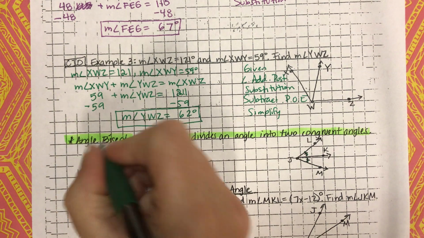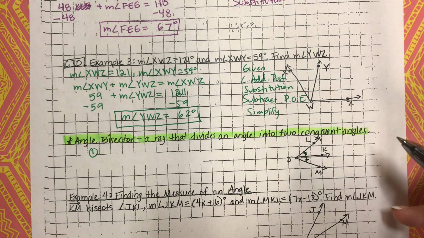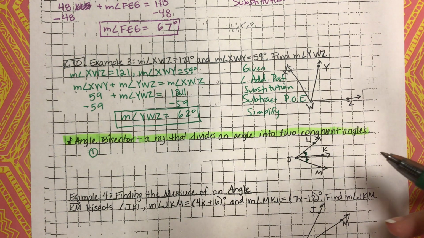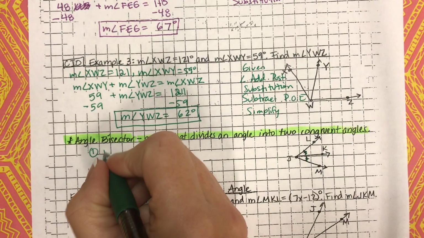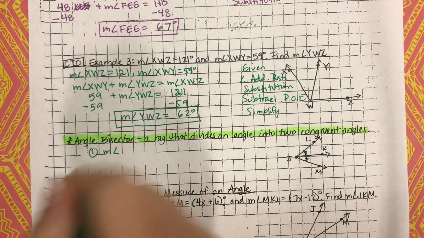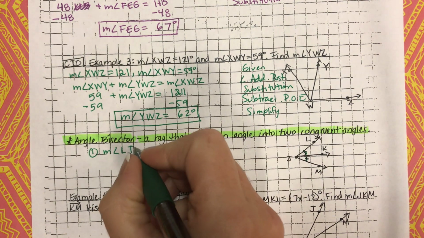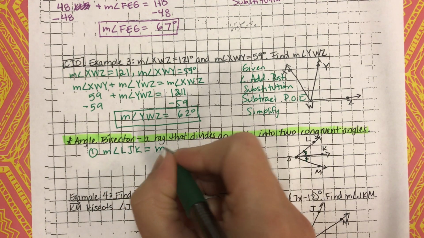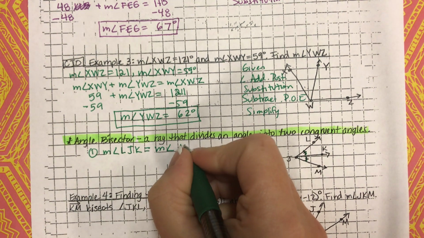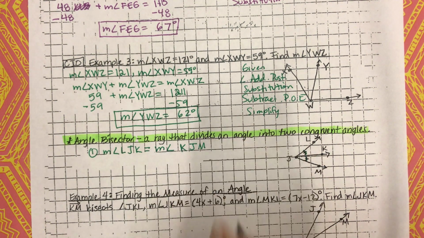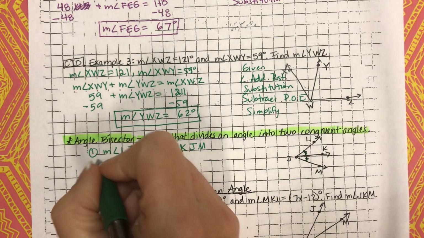The first one would just be that these two angles are congruent, or equal to each other. So I'm just going to say that the measure of angle LJK is equal to the measure of angle KJM. Just these two are equal to each other. All right, that's one equation.